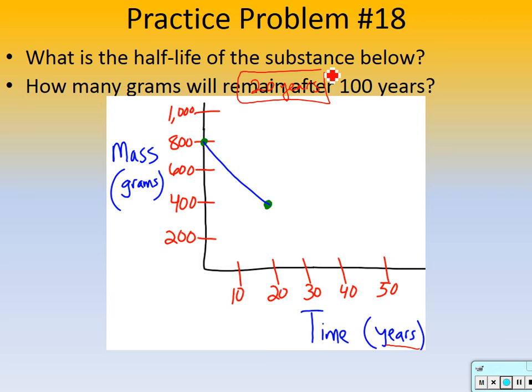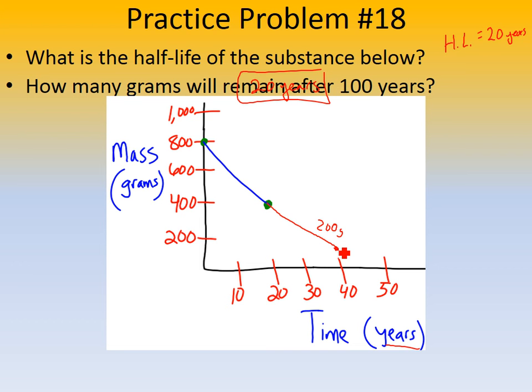Okay, it says, how many grams will remain after 100 years? Can we figure this out? Let's just keep going here. Let me rewrite that. The half-life of this substance was what? 20 years. So every 20 years, it decreases by half. Let's do another 20 years. What's it going to be at 40 years? Yeah, it's going to be 200. I'm going to make note of that. 200 grams right here. Let's try our best to make the graph follow there.